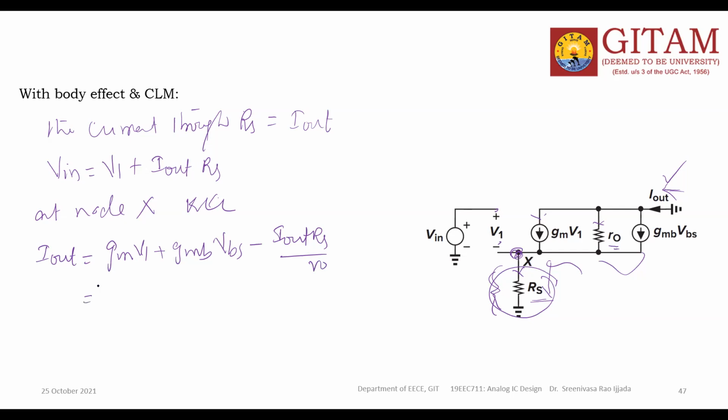That is equal to, in place of VBS, it is the same voltage, so I can write this as Vx. Vx means the same thing, Iout minus this one. So gm V1 plus gmb, or minus will be taken here, so gmb VBS is nothing but Iout into RS. So this is gmb minus Iout into RS by R0.